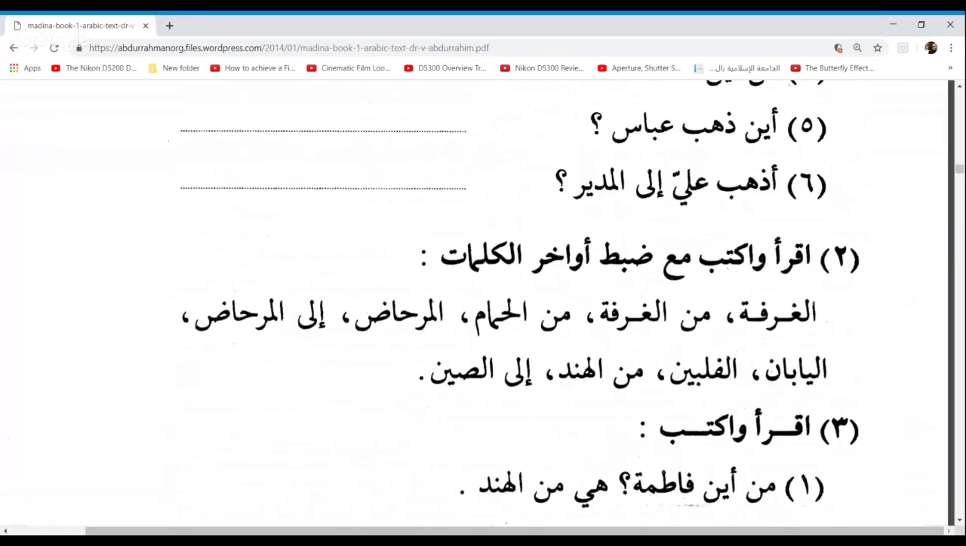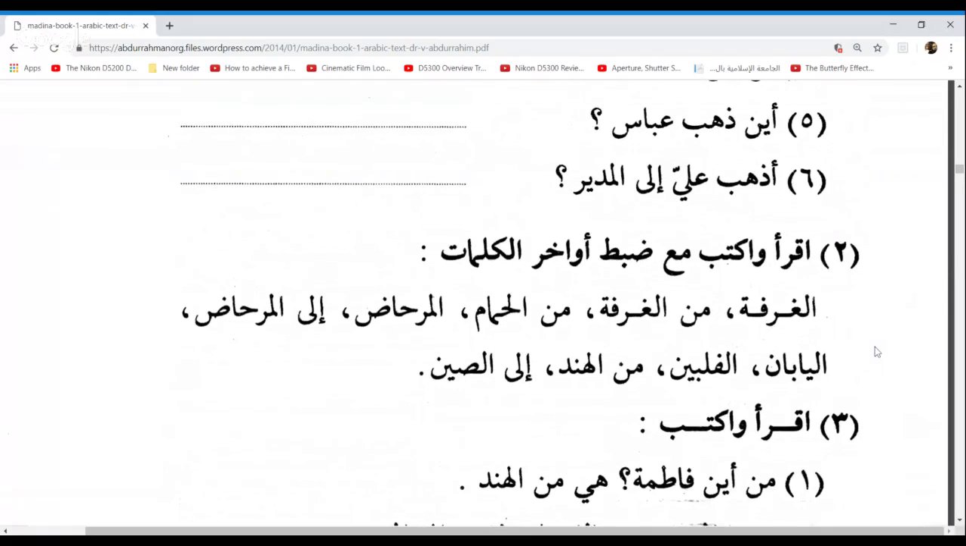So when we're reading and translating, try to avoid adding words or making up words. Literally we've got adahaba aliyun. So, did Ali go? Ila al-mudiri, to the manager. Adahaba aliyun ila al-mudiri. Did Ali go to the manager? Does that make sense? Yeah? Okay, good. Well done. All right, next exercise, Ikhwan.